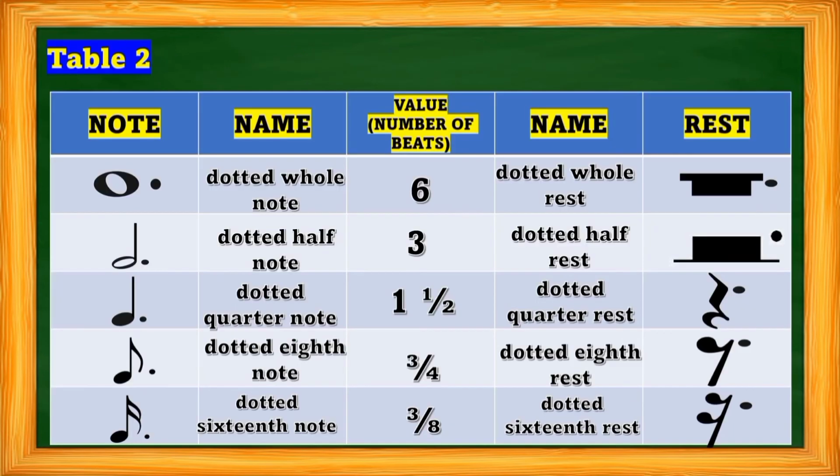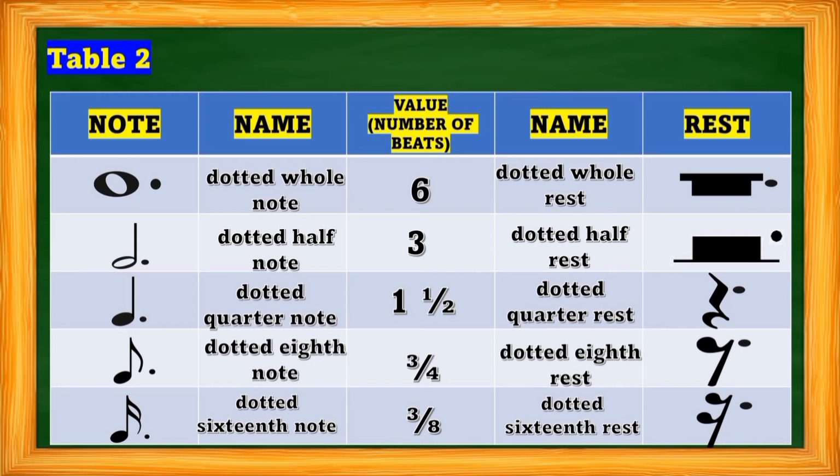And we have also in table 2 the symbol of note, the name, the number of beats, the name of the rest, and the symbol of rest. So first, we have here the dotted whole note and dotted whole rest. The number of beats, 6. The second one, we have here the dotted half note and dotted half rest. The number of beats, 3.